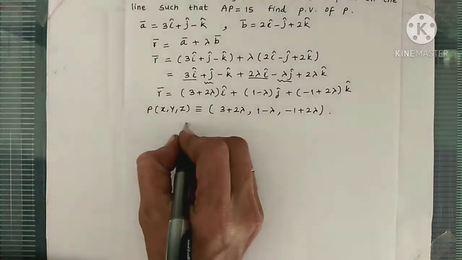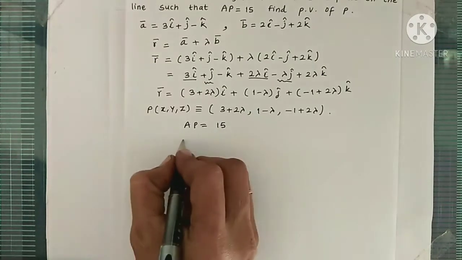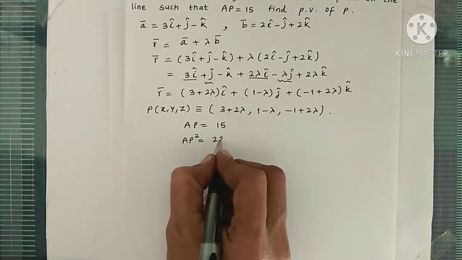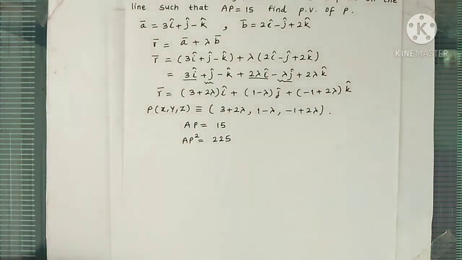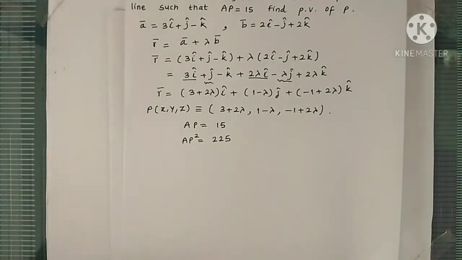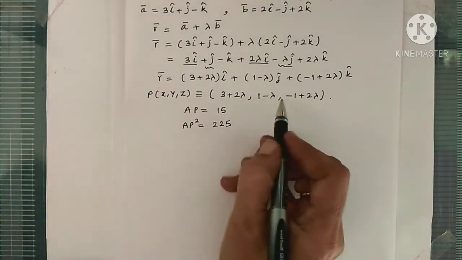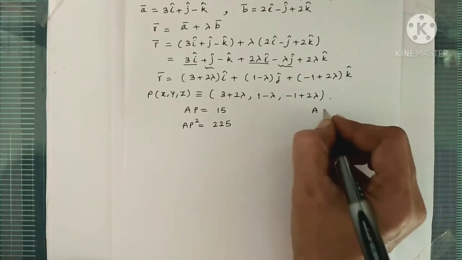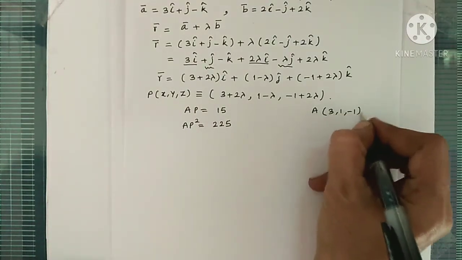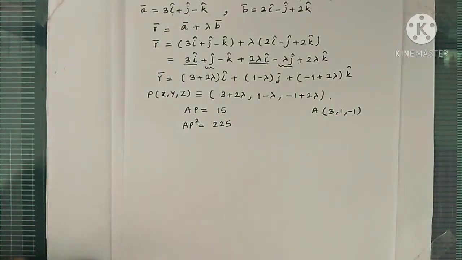The given equation is AP equal to 15. To avoid the square root sign, let's square this. So AP square is equal to 15 square, that is 225. Now let's find AP square using the distance formula. So we have P here and point A is (3, 1, minus 1), as its position vector is 3i cap plus j cap minus k cap.